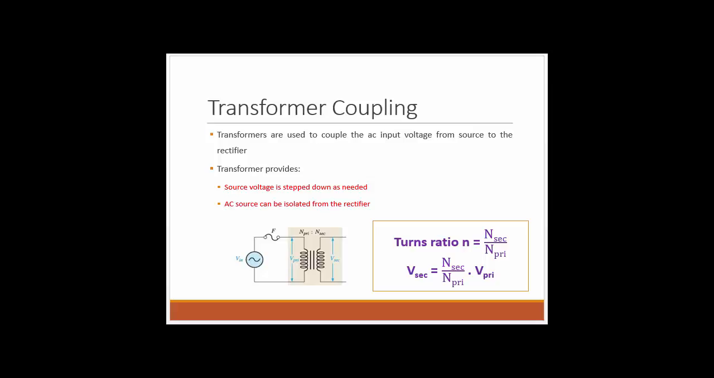There are two advantages of these transformers. One is step up or step down, but in this case we're going to talk about step down. And another advantage is to isolate the AC source from the rectifier, so we can cause an electrical isolation. As you can see, transformers are based upon inductors. So this is how the symbol of a transformer is going to look like.